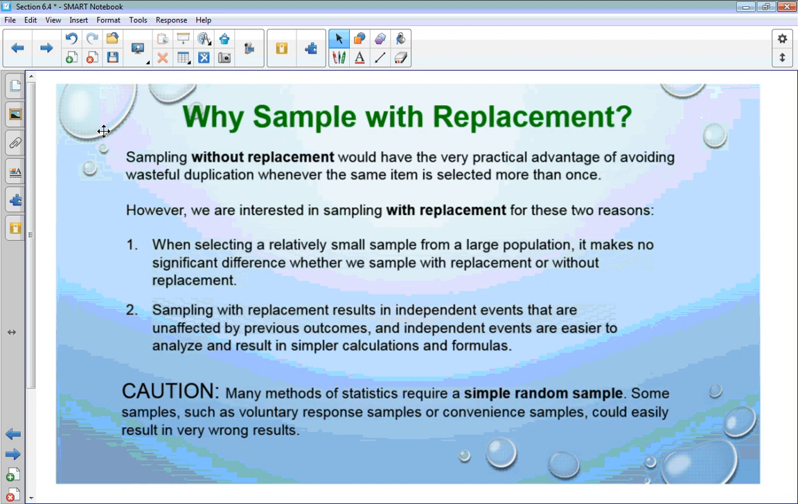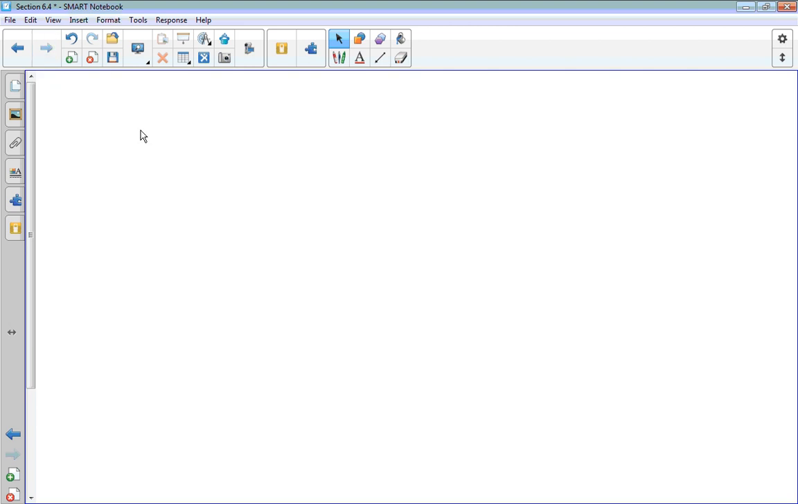Caution though, many of the methods are simple random samples, but as you know and have learned earlier, it can be that the samples are bad: voluntary responses, convenience samples, etc. And you know what to look for there. So let's take a look at what this all means.